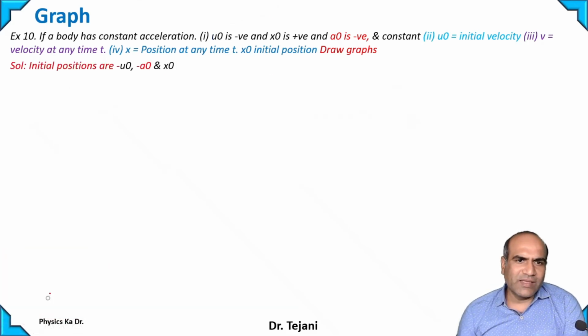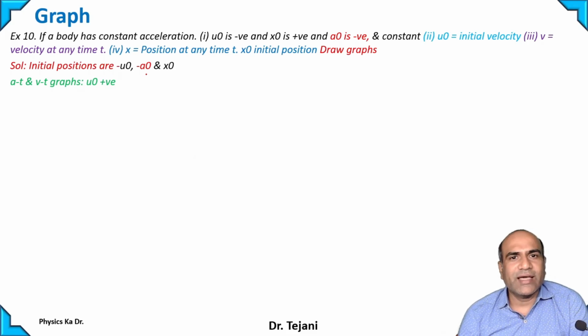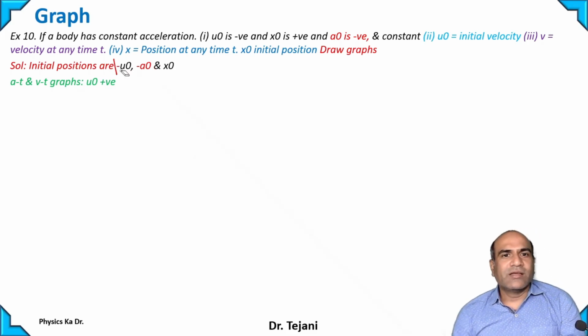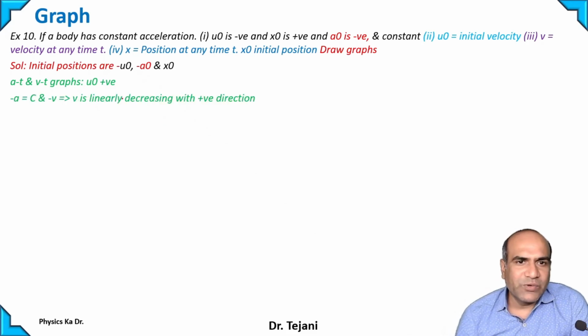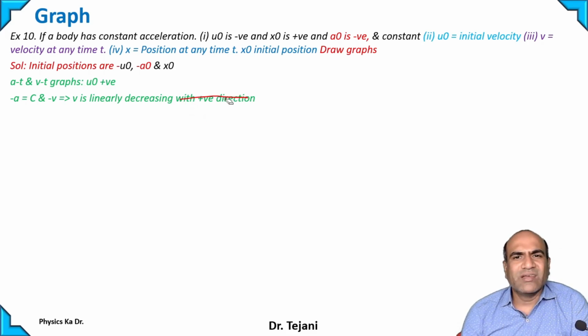Let's erase all the things and let's check. Initial position is given, u is negative, acceleration is negative, both are negative. Fine. The next is the a-t graph, u is positive, acceleration is negative. So v is linearly decreasing. The positive direction may not be required even. It is by default.